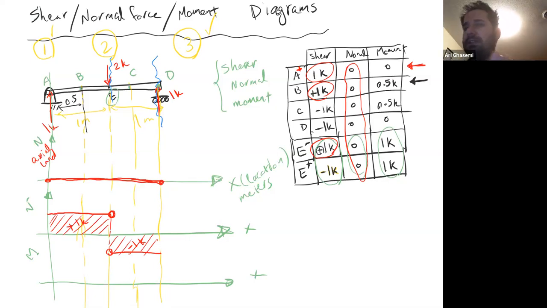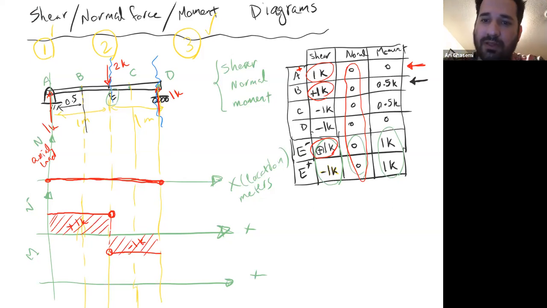And I'll tell you why the moment is most important: because of the beam deflection equation. In order to do deflection analysis, you have to have the moment diagram before you start. So if I want to draw the moment diagram, I just simply connect these dots.